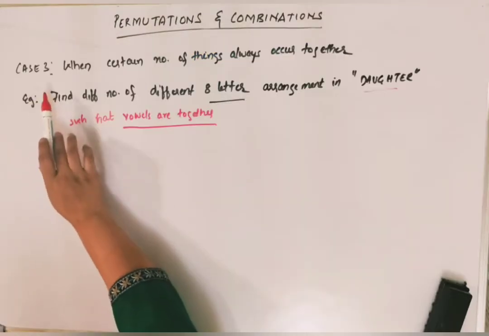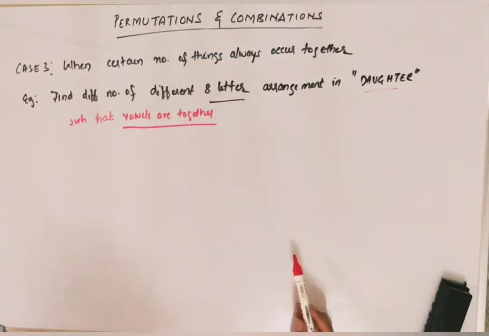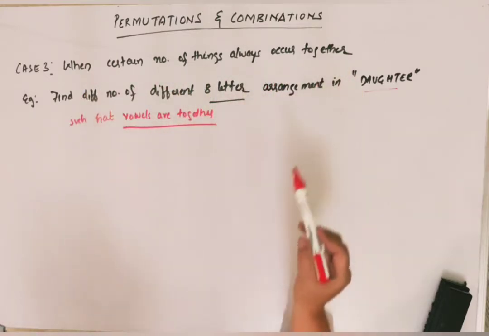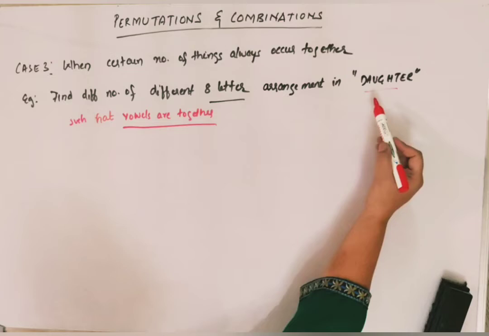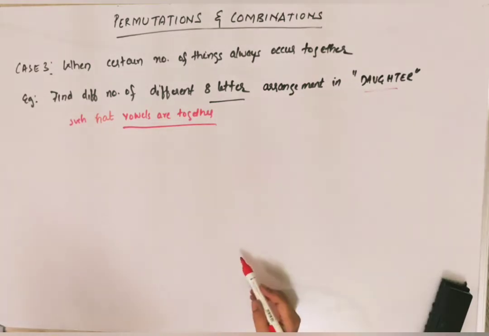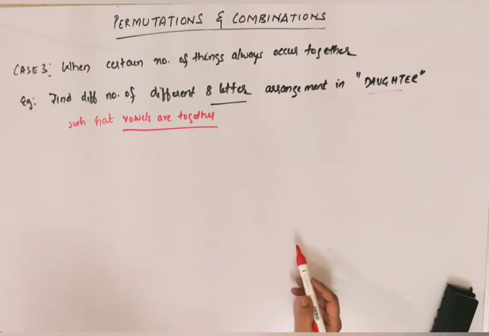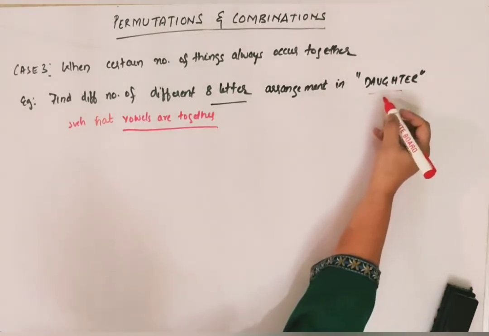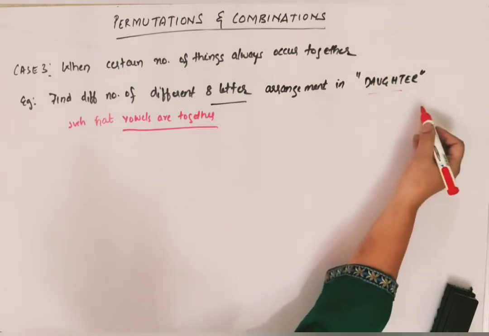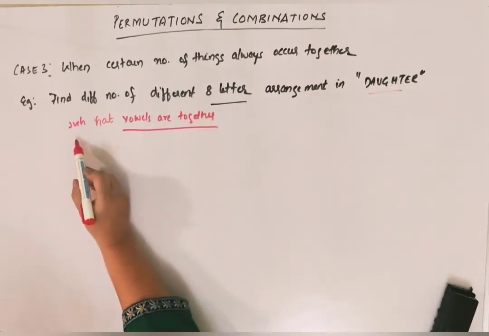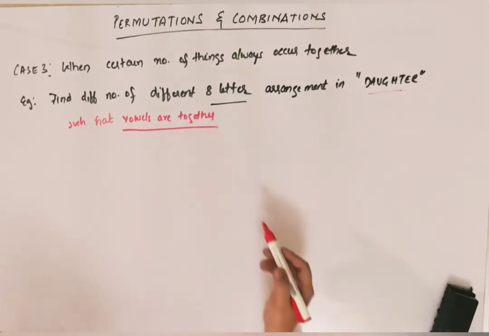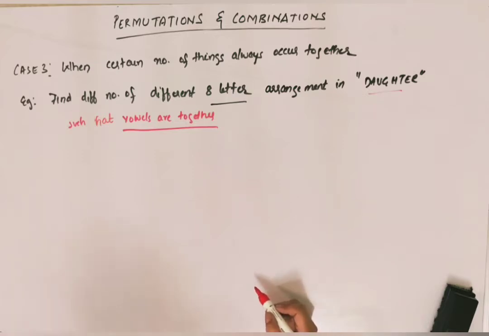Let's go through the third variation or third case of permutation related problems. This is a case where a certain number of things always have to occur together. For example, we have been given the word daughter. In this 8-letter word, we'll have to find how many arrangements can be made. We can arrange all the letters in this word in different ways. But they've given also one condition. We have to arrange it in such a way that all the vowels are together. Right? Now, how do we solve this?